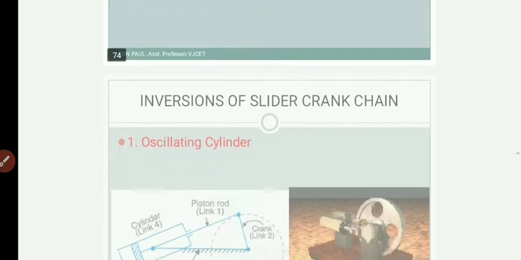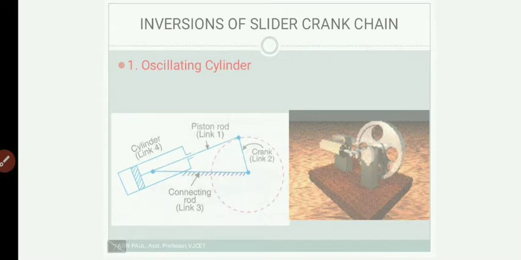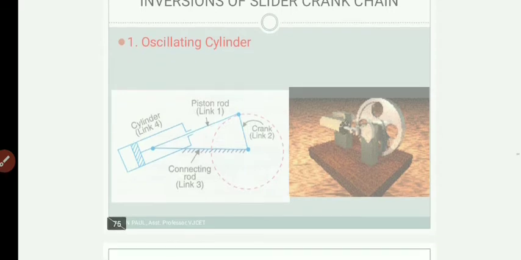So first one is the oscillating cylinder. The difference between a 4-bar chain and a slider crank chain is that one link of the 4-bar chain is replaced by a slider. That's the difference. So one element will be a slider. That is the difference between a 4-bar chain and a single slider crank chain. So let us see first the oscillating cylinder.